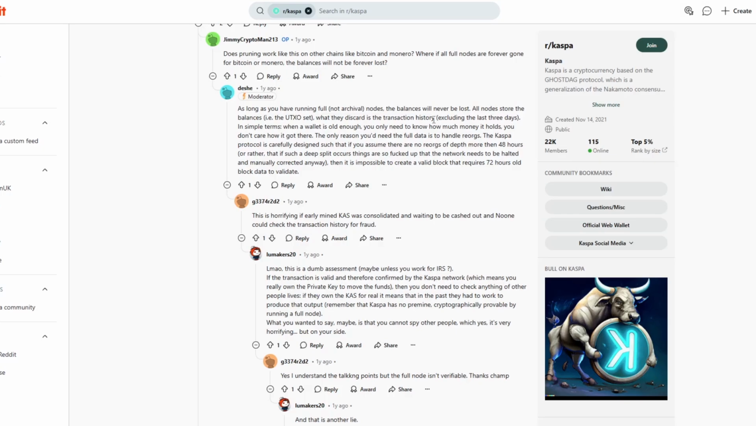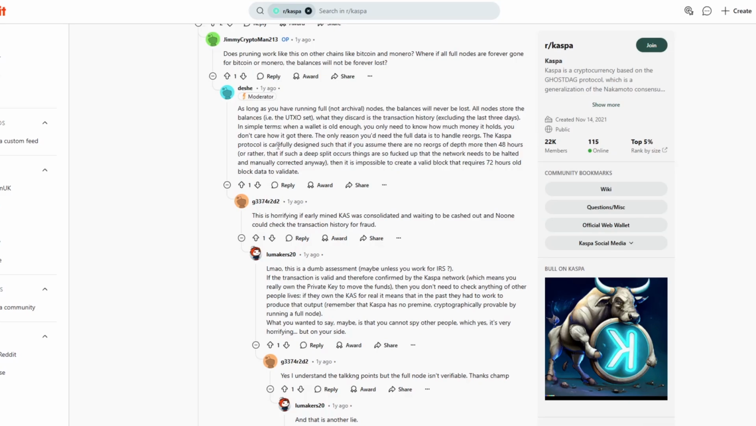And this is kind of what brought up the whole pruning conversation back in the day: people were looking at older wallets and they were seeing that there was no transaction history, yet there was Kaspa coin in there. So in simple terms, when a wallet is old enough, you only need to know how much money it holds. You don't care how it got there. The only reason you need the full data is to handle the reorgs.